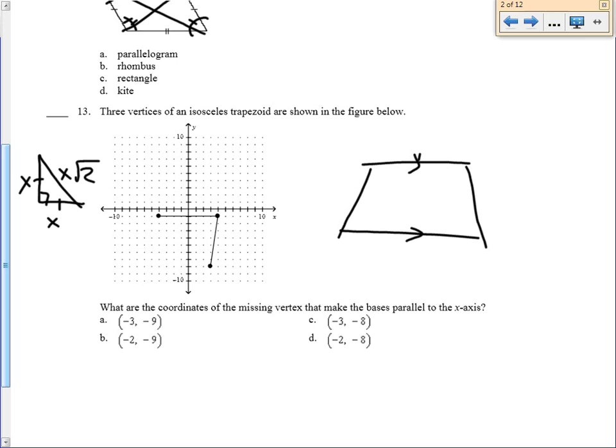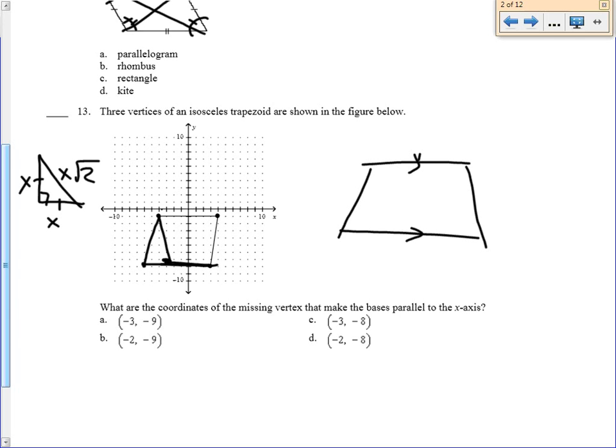But anyway, this says three vertices are shown in the figure below. If I come over here and I need to find the fourth vertex, it looks like it'd be right there. I could test that by doing the distance. The distance is here. Oh, wait a minute now. That would be for a parallelogram, wouldn't it? This is supposed to be a trapezoid. Yeah. So I've got to be in here somewhere.